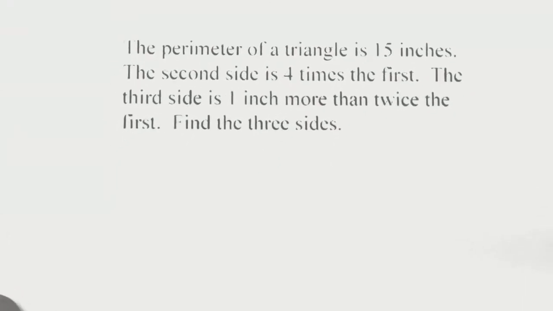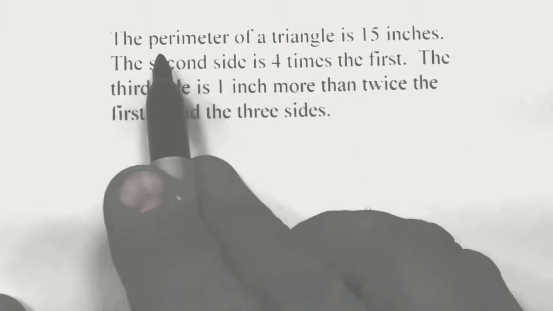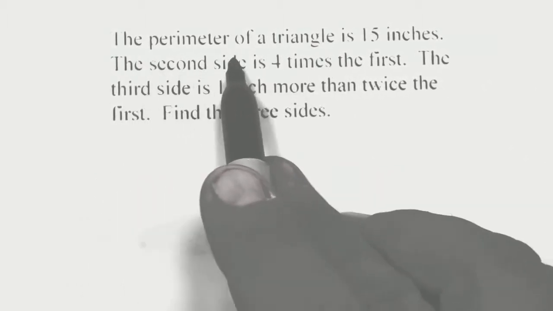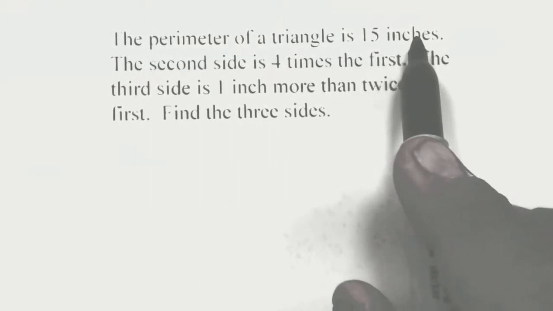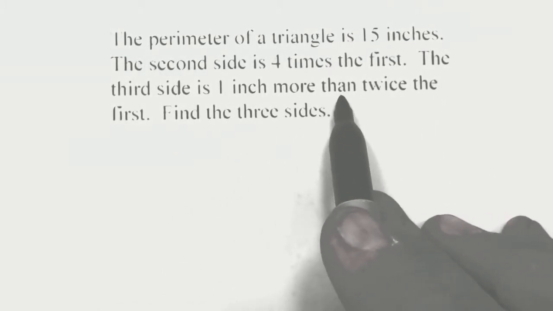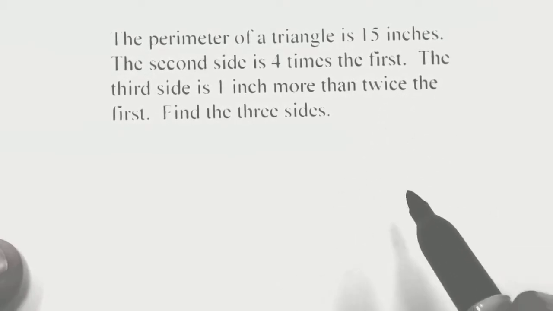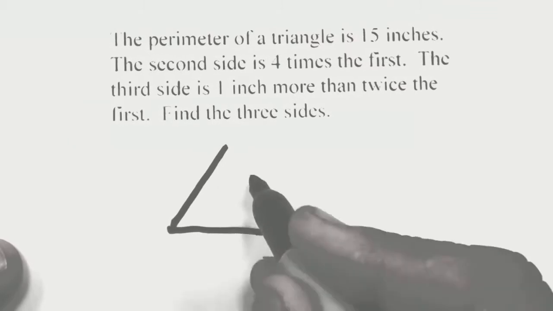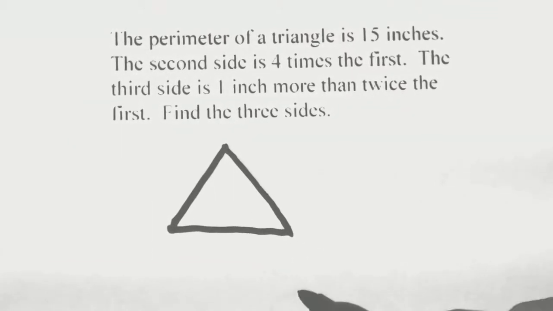Okay, let's go to another geometric type of problem, this time a triangle. It says here the perimeter of a triangle is 15 inches. The second side is 4 times the first. The third side is 1 more than twice the first. Find the 3 sides. Well, again, here's one thing you can do with this. You can make yourself a generic triangle. Just sketch one in and label it.